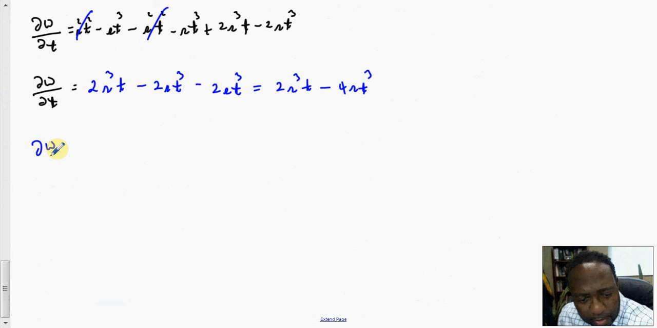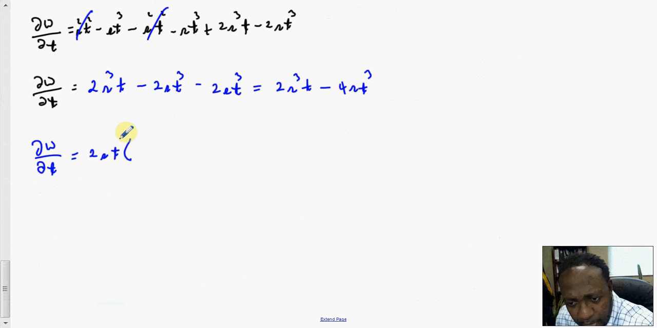We can write that as the partial of w with respect to t. Factor out a 2s and a t. That leaves us with s squared minus 2t squared.